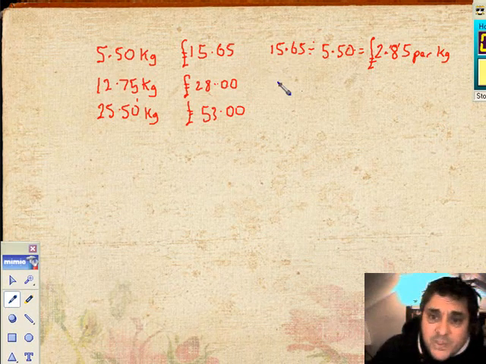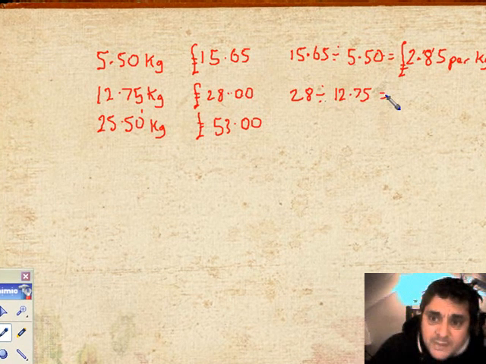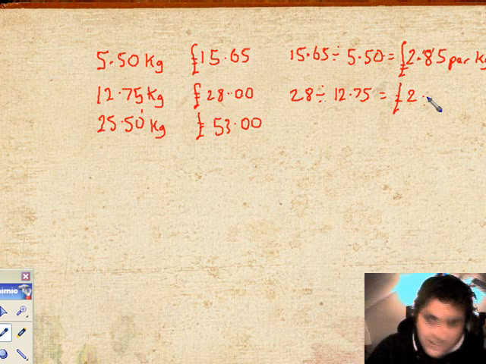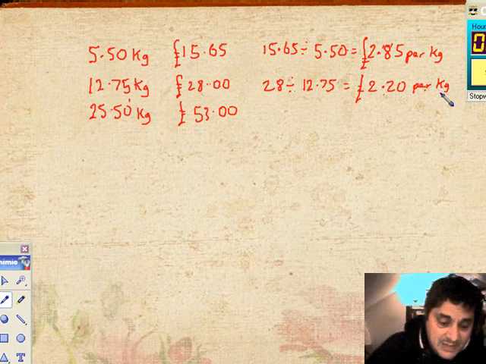So I'm going to take my £28, share that amongst the 12.75 kilograms. Let's do that right now. So £28 divided by 12.75 gives me £2 and 20. Look at it very carefully on your calculator, follow me. It's £2.20 per kilogram, and that's significantly cheaper. I'm anticipating the last one being even cheaper, so let's just do it.